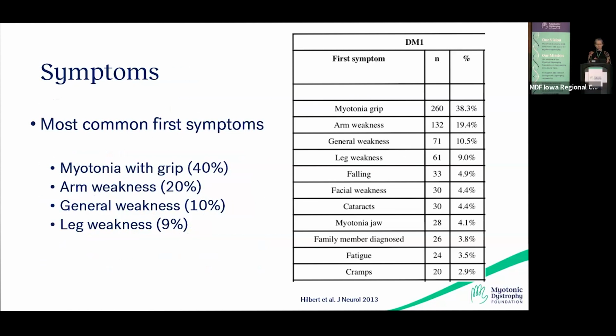There was a study, I believe with close to 1,000 people, asking about the first symptoms that they noticed with DM1. They asked about a lot of different symptoms. The most common first symptom that people reported is grip myotonia, or that stiffness in their hands. That was about 40%. Arm weakness was 20%, and general weakness and leg weakness were some of the more common first symptoms.